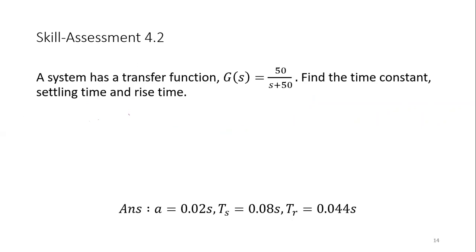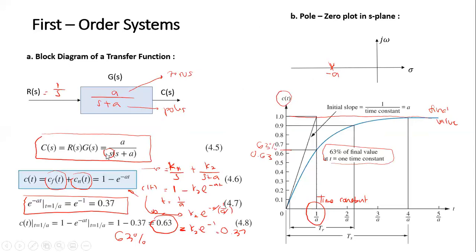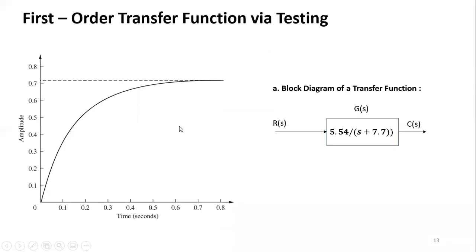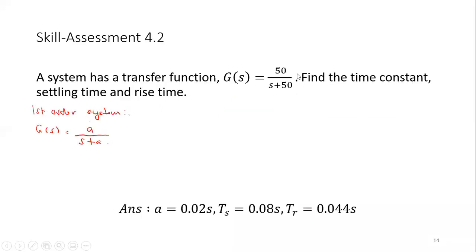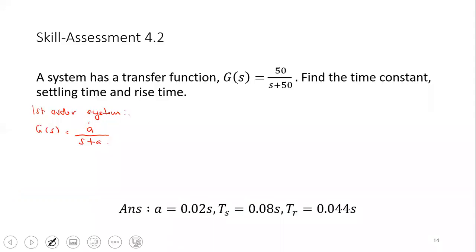So, you know that in general, a first order system, the general form of the transfer function is equal to a over s plus a. Okay, so that is the general form. Based on this transfer function, we know that it is a first order system. So a here is the time constant.